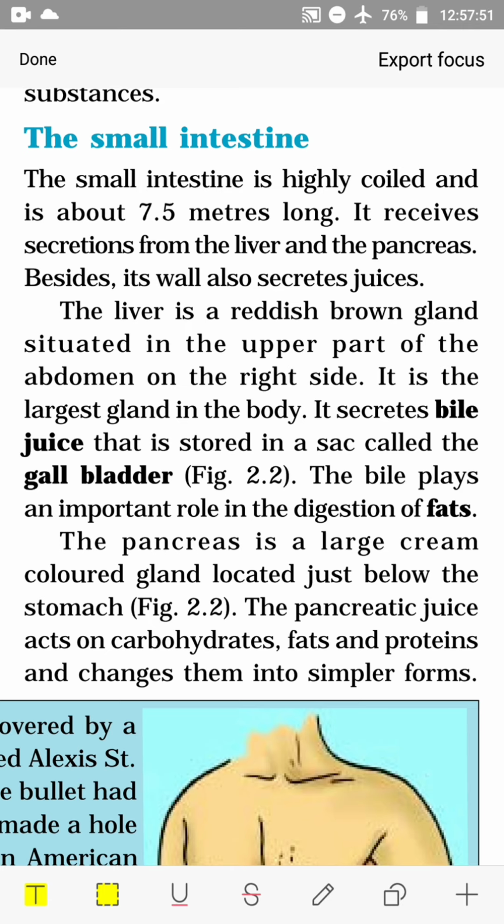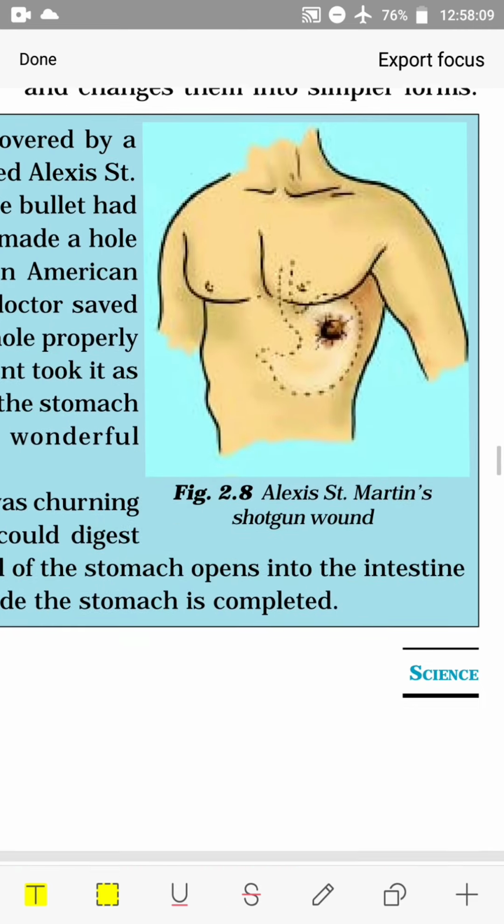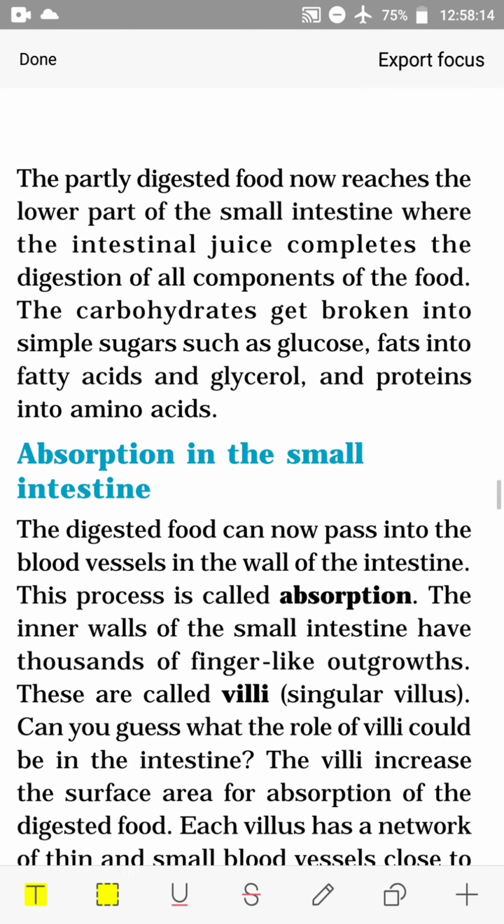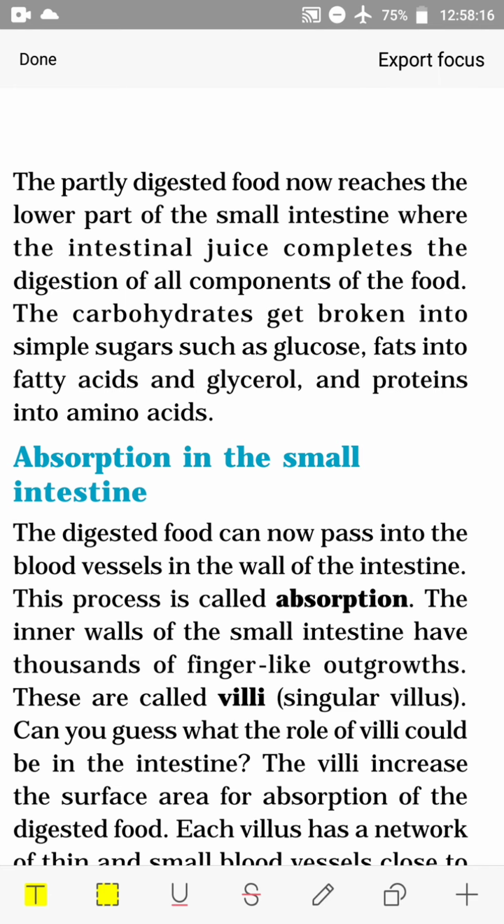The pancreas is a large cream-colored gland located just below the stomach. See, it is located just below the stomach. The pancreatic juice acts on carbohydrates, fats, and proteins and changes them into simpler forms. The partly digested food now reaches the lower part of the small intestine, where the intestinal juice completes the digestion of all components of the food.